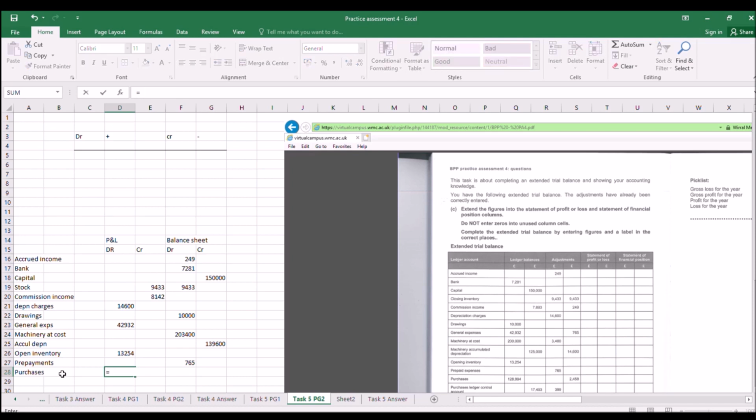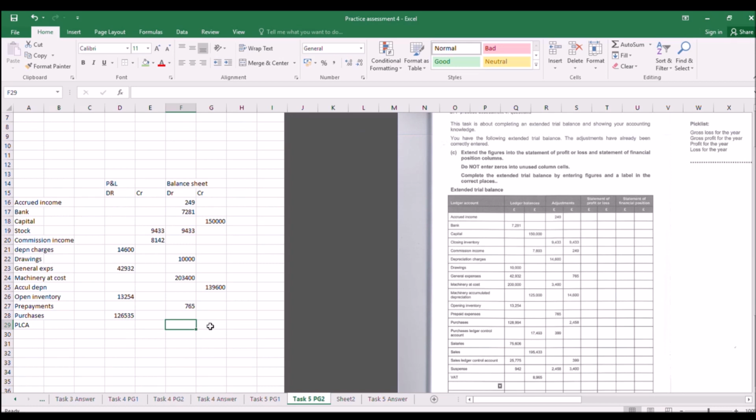It's just 128,964 minus 2458. Okay, there's our purchases. Purchase ledger control account is our liability, and so that will be in our balance sheet, in our statement of financial position, and so we've got that as being a credit, but it's a liability to somebody else that's not a shareholder. And again, we've got a debit adjustment, so we adjust for that. There we go. That's our purchase ledger control account credit figure.